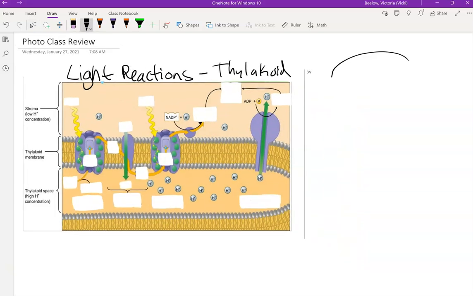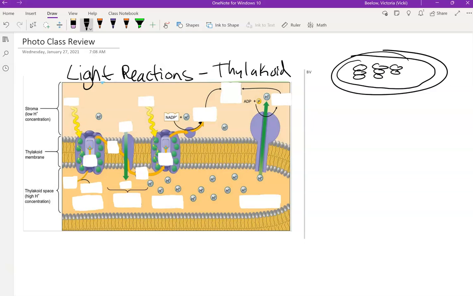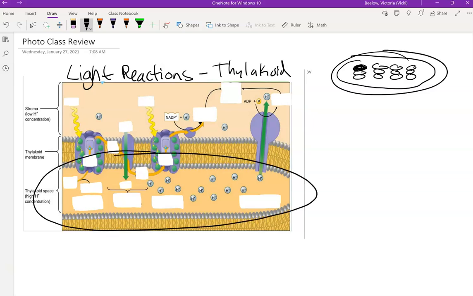So in a chloroplast, it has a double membrane, double layer, and then it has these little stacks. Those little stacks are called grana or granum, depending if it's singular or plural. And one of those individual discs, that is a thylakoid. And so this is a very zoomed in picture of one of those disc, pancake looking things, which we call the thylakoid. And that's where the light reactions occur.